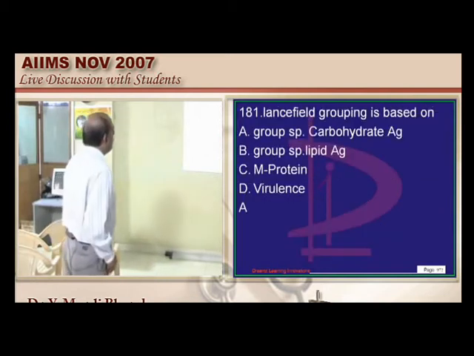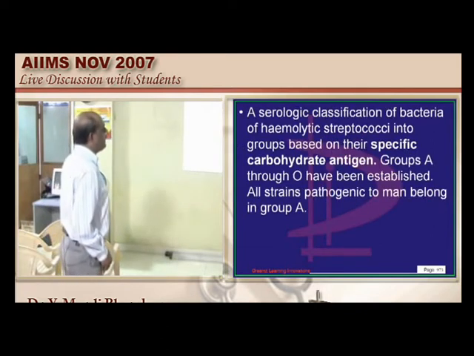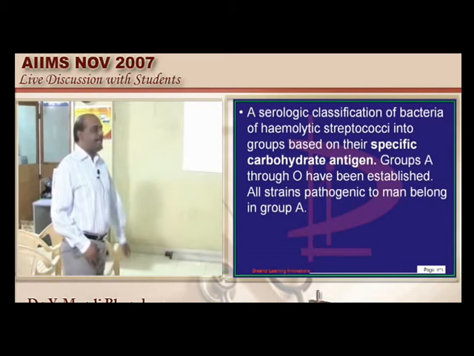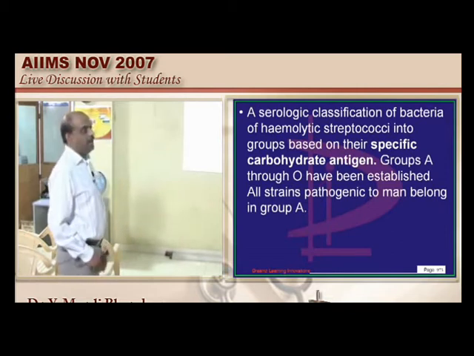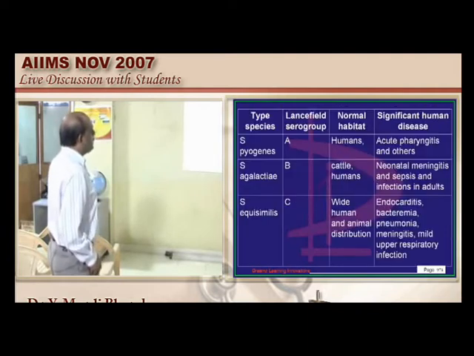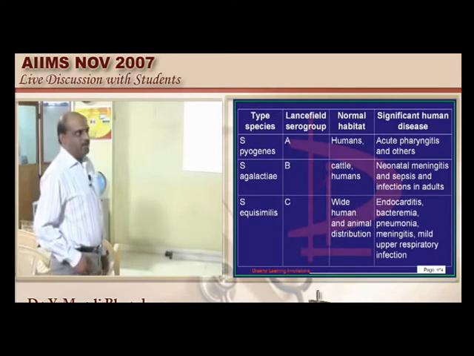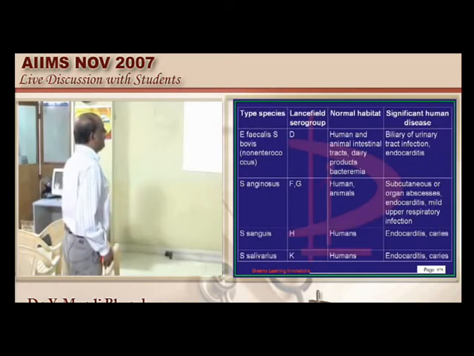Lancefield grouping basically is based upon the specific carbohydrate antigen for the hemolytic streptococci classification. This is the one which is used. Most of the species belong to group A. You must be very sure. Pyogenes is group A, Agalactiae is group B, and Enterococci belong to group D. Small questions, they make a big difference.